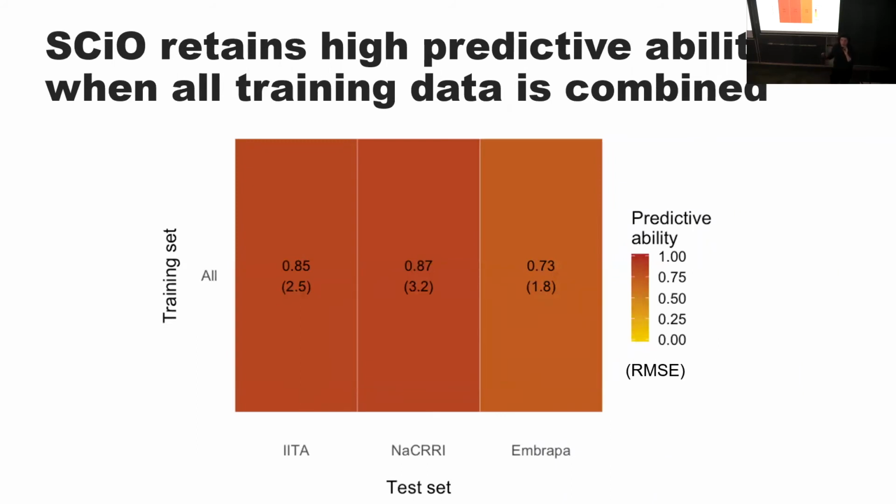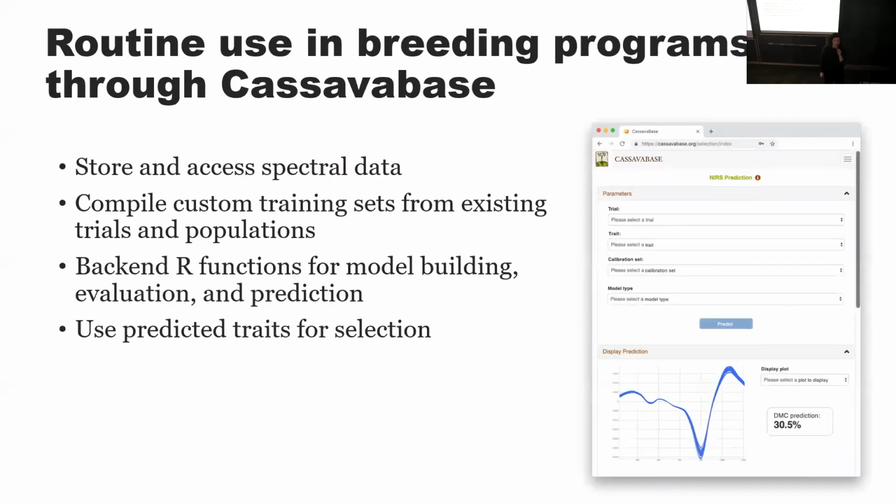But in order to make these big models using everything we have, we have to be able to put everything together in one place. So this is where Cassavabase comes in. I've been working with Lucas Mueller's group to create the infrastructure to store and access spectral data within Cassavabase. And this will allow us to take training and test sets from any trial within the database and then use them to build and evaluate models.